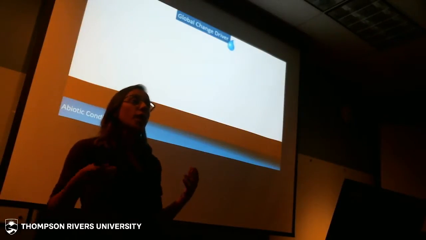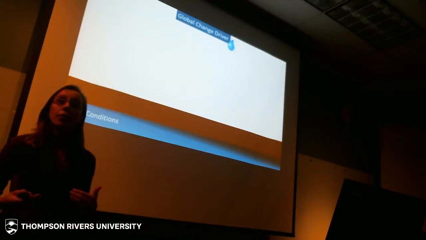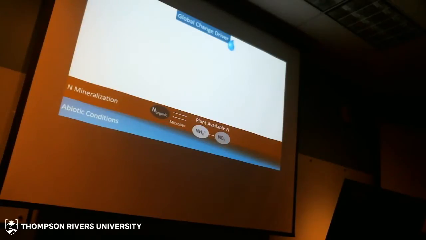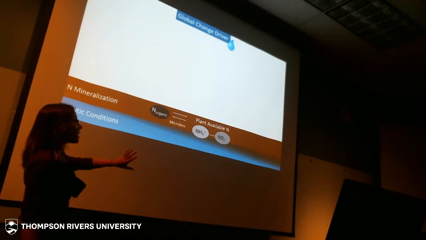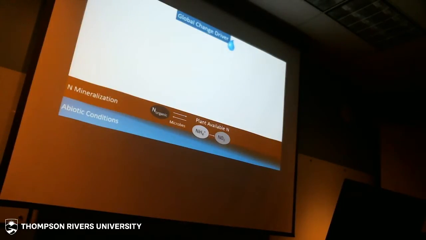And soil temperature and moisture affect not only plants, but they also affect microbes. And the reason why understanding this matters is because microbes are involved in providing plants with the plant available nitrogen that they need to be able to grow and thrive. So if you can imagine these global change drivers affecting these abiotic conditions, it's also going to affect the microbes, which are able to convert organic nitrogen into plant available forms in terms of ammonium and nitrate.